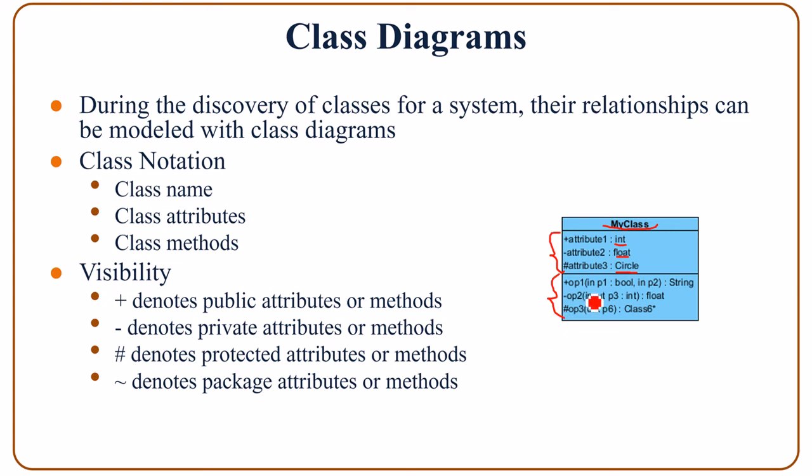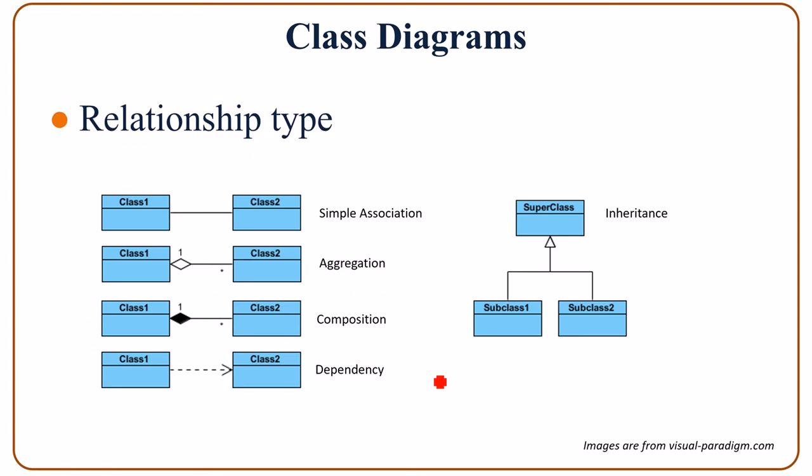For each method we have the list of input arguments as well as the type, and also the return type. For visibility, we have the plus sign for public members, the minus sign for private members, and the pound sign for protected members. Talking about relationship ties between classes.